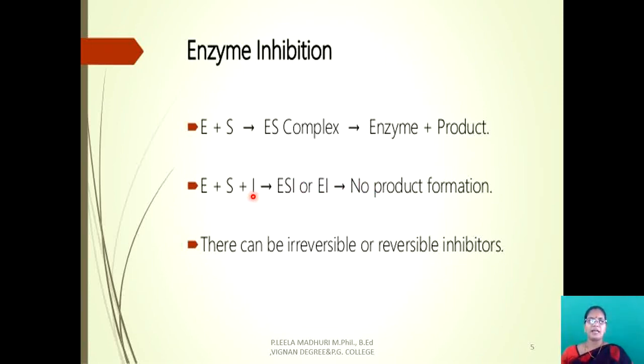The inhibitor can bind to the enzyme directly and form the EI complex, or it can combine with the ES complex and form the ESI complex. These inhibitions can be irreversible or reversible. The enzyme inhibitions are of two types: irreversible inhibitions and reversible inhibitions. In the same way, inhibitors are also of two types: irreversible inhibitors and reversible inhibitors.